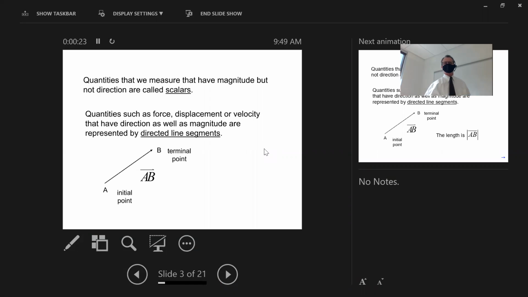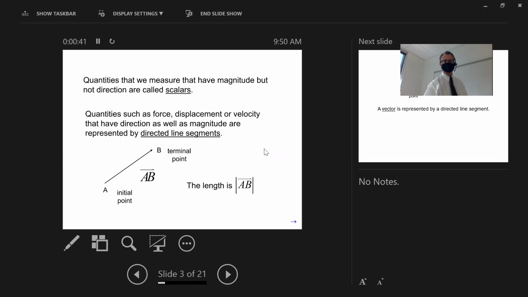Okay, that's how you represent a vector, with the endpoints and that ray above it that's telling you have a vector. And the reason you have this ray here at B is to tell you that it started at A and terminated at B. The length is the absolute value.